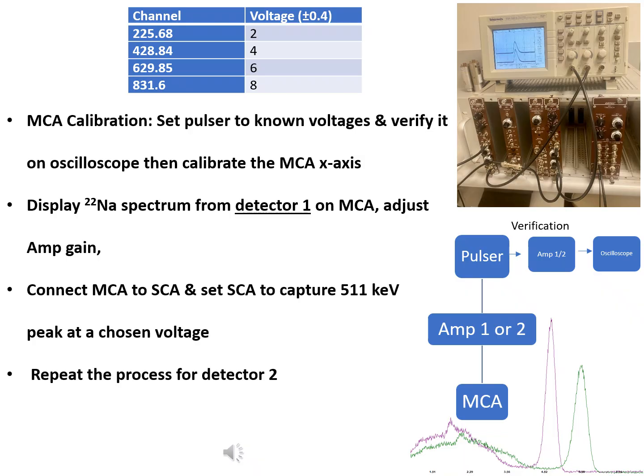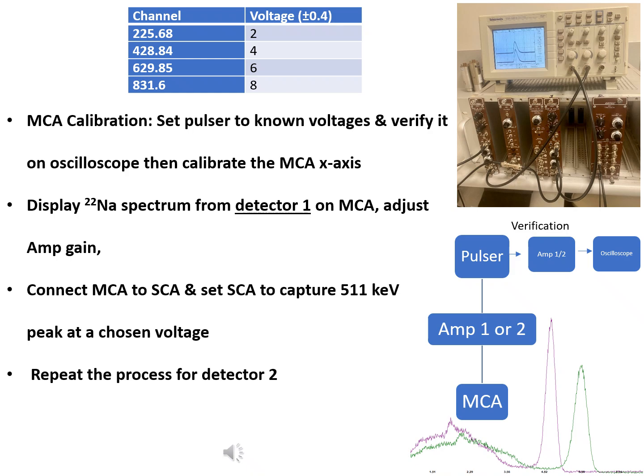I started with calibrating the multi-channel analyzer (MCA) to voltage. I began by generating pulses using a pulser for each amplifier and monitoring them on the oscilloscope before processing with the MCA and recording the data on the computer. The pulser was set to output voltages of 2, 4, 6, and 8 V, verified on the oscilloscope. The MCA was then calibrated accordingly, as summarized in the table.